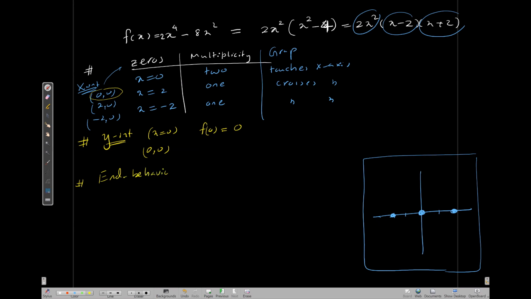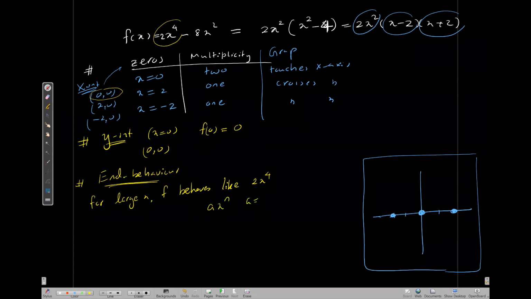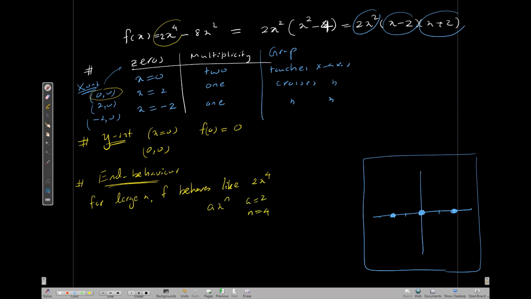For end behavior, the highest power is this. So for large x, f behaves like 2x to the fourth. So a x to the n, a is 2, n is 4. So even positive. If you remember, even positive things like x squared, x to the fourth, x to the sixth go to infinity in both directions. So we have this shape.